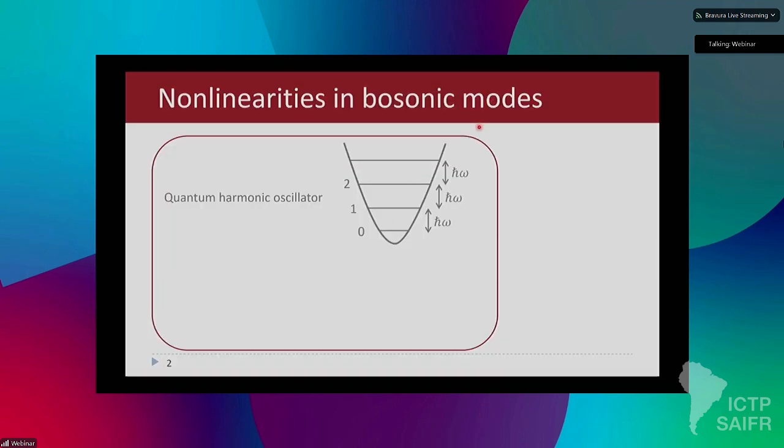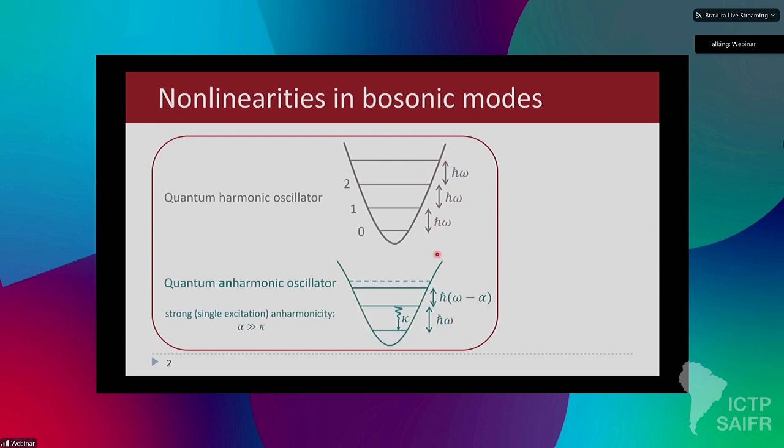Here is the quantum harmonic oscillator that we all know and love. It has these evenly spaced energy levels. Now, you can also have a quantum anharmonic oscillator. What that means is just that your potential is no longer a nice parabolic potential. Instead, you have energy levels that are no longer equally spaced. For example, the transition energy between the ground and first excited states is different from that between the first and second excited states by, let's say, an amount alpha. This frequency difference is what we call the anharmonicity.